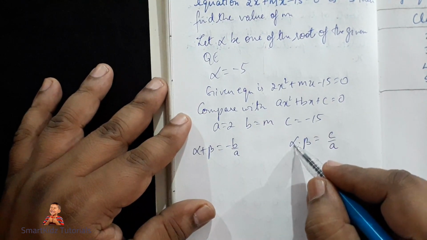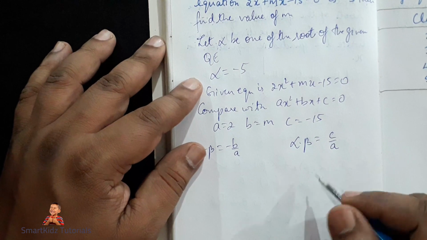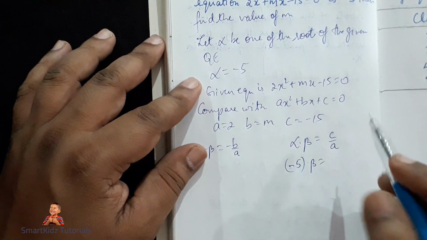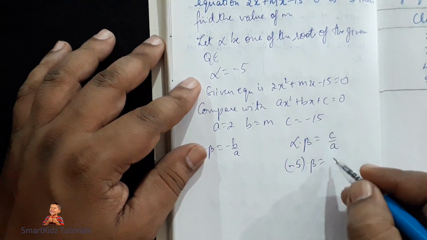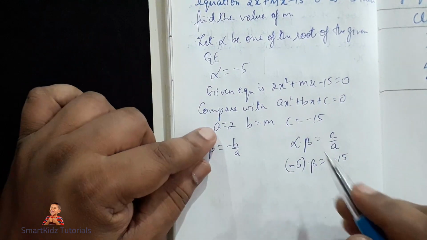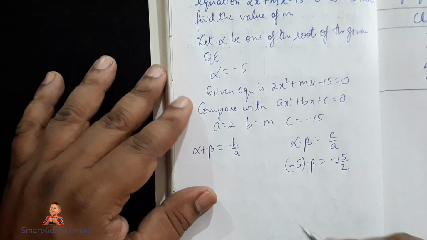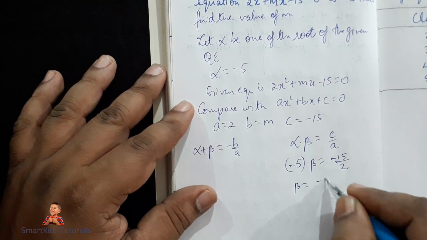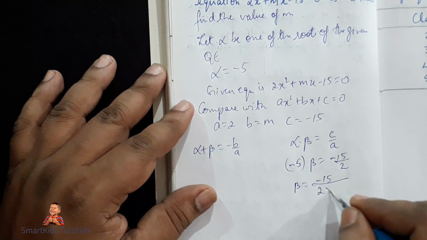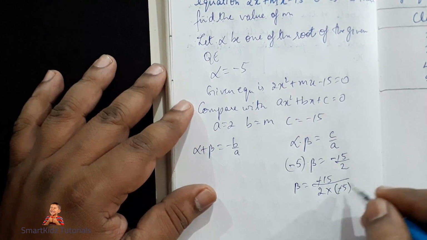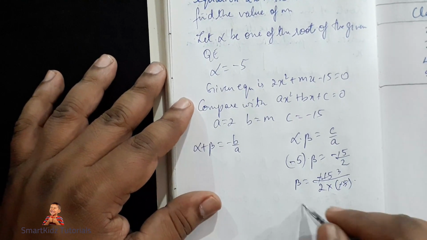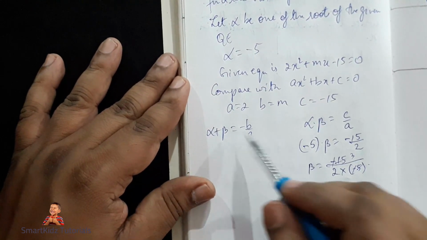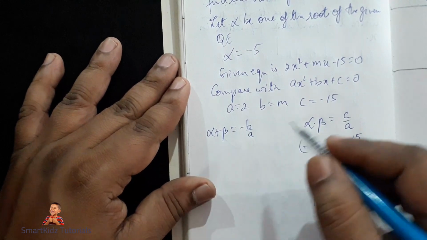So if we take the product, alpha we have assumed as minus 5, which is given to us as one of the roots. So I'll take this minus 5 into beta, and c is minus 15. A on the other hand is 2. Okay. So this would be beta equal to minus 15 upon 2 into minus 5. Minus and minus will cancel. 5 and 15 will cancel. And we get beta equal to 3 upon 2. This beta equal to 3 upon 2 we can now substitute over here to get m.